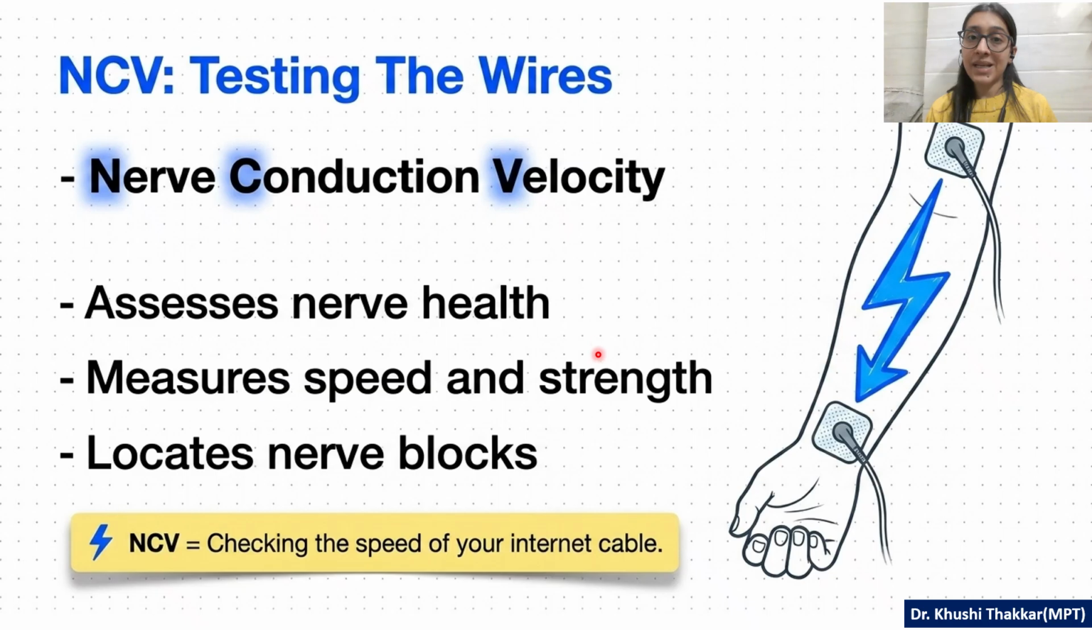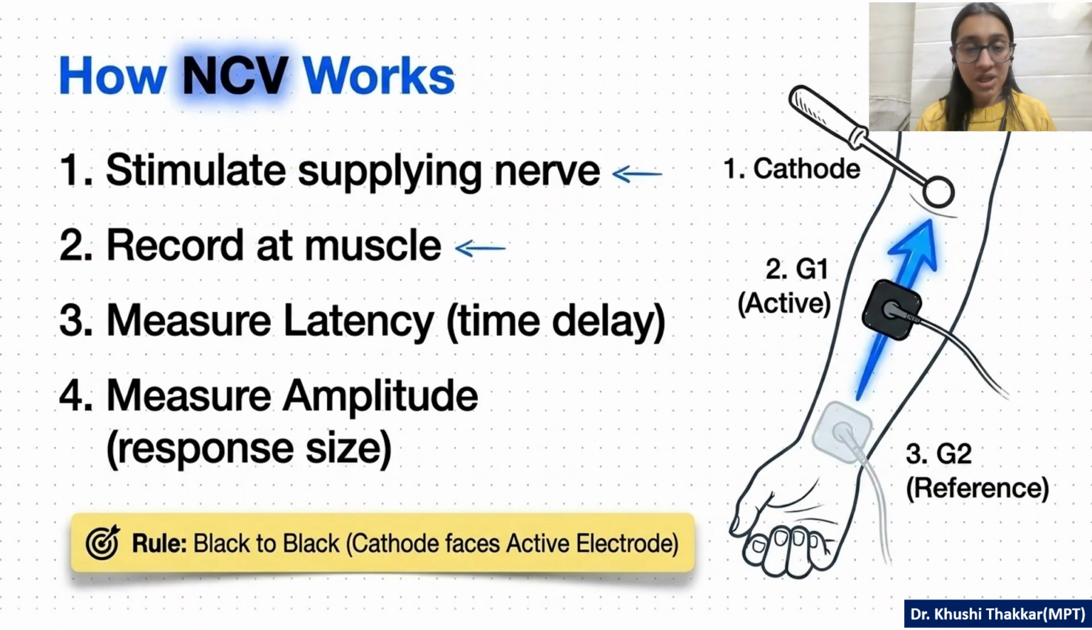It measures the speed and strength of the nerve transmission, and it helps us understand the nerve block. It helps us again understand the neuropathic lesions, what kind of distribution is there, whether there is a difference in the temporal courses, and also the pathology. So NCV is checking the speed of your internet cable, that is your nerves in the body. Now you know what is EMG and how it is tested.